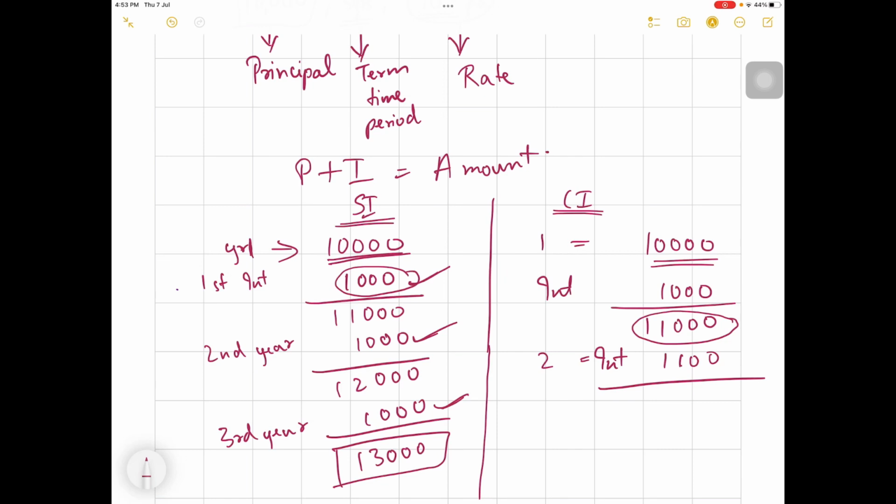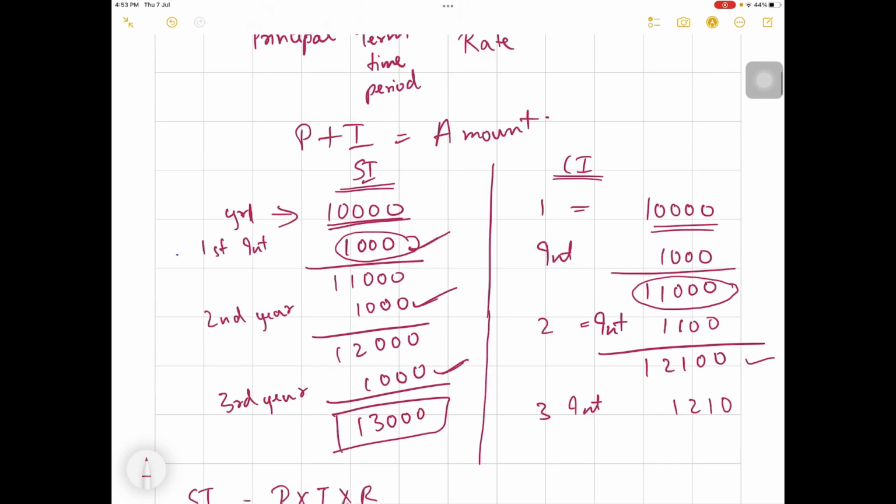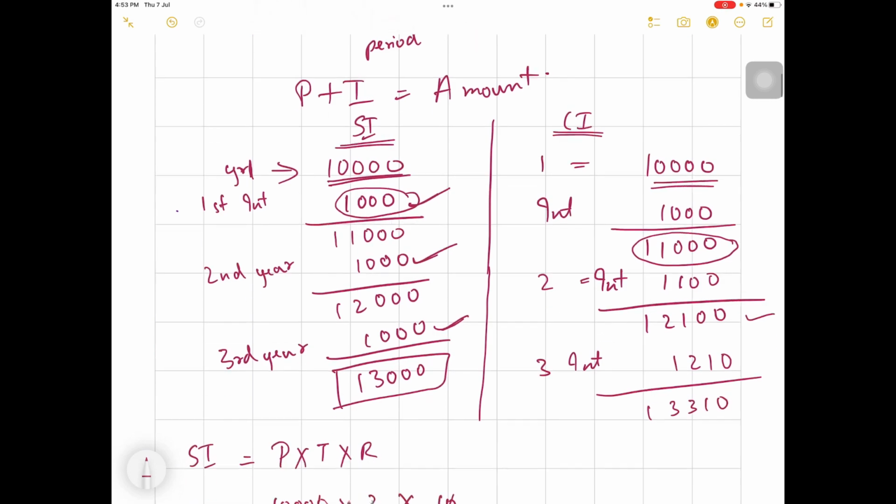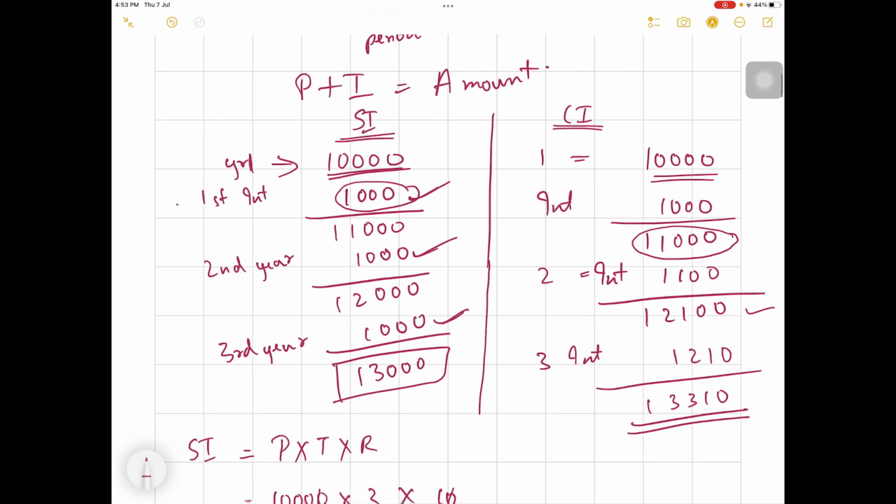In the second year, now that 10,000 has become 12,100. Third year interest will be on 12,100. So 12,100 into 10% comes to 1,210. Now I have to repay after 3 years. I have to repay 13,310. So 13,310 is the amount, that is principal plus interest.